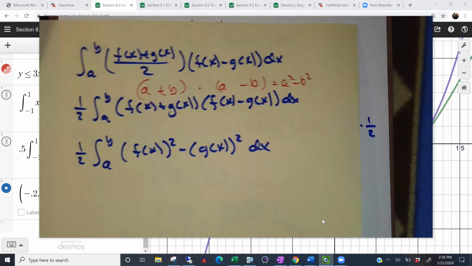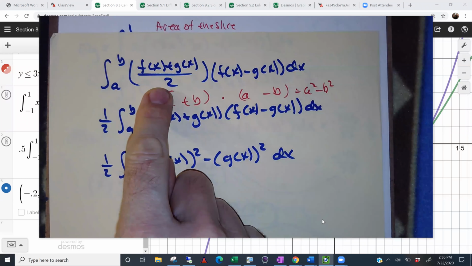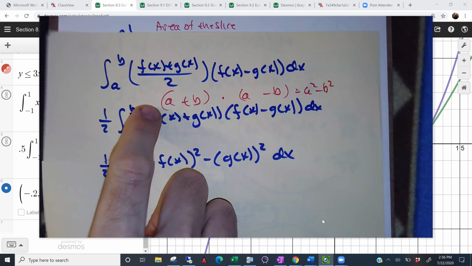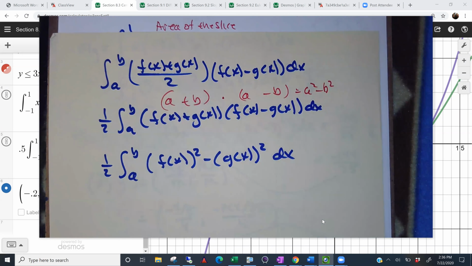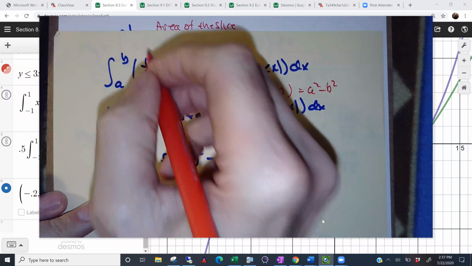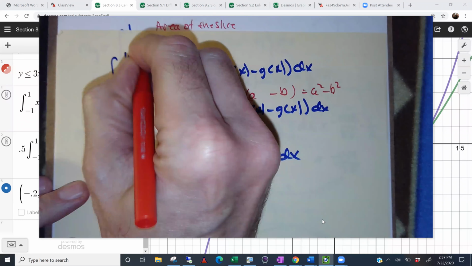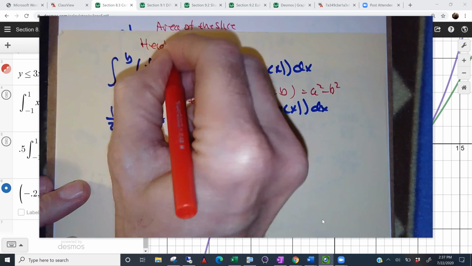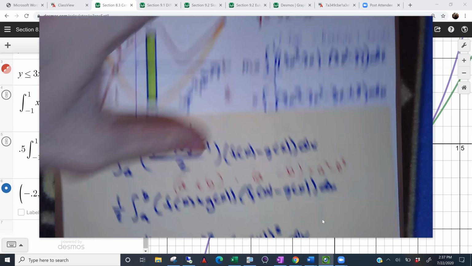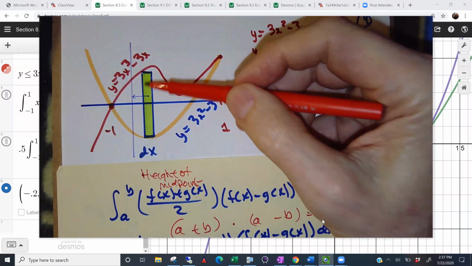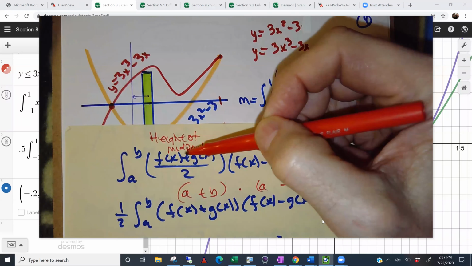Yeah, that. So what you have to calculate to find your m sub x is this part right here. And what this is, it's the average of these two functions, which gives you the height of the midpoint. So if we go back here, it's going to be your top function plus your bottom function divided by 2. And that's going to be the height of that midpoint. So that's where this one comes from.